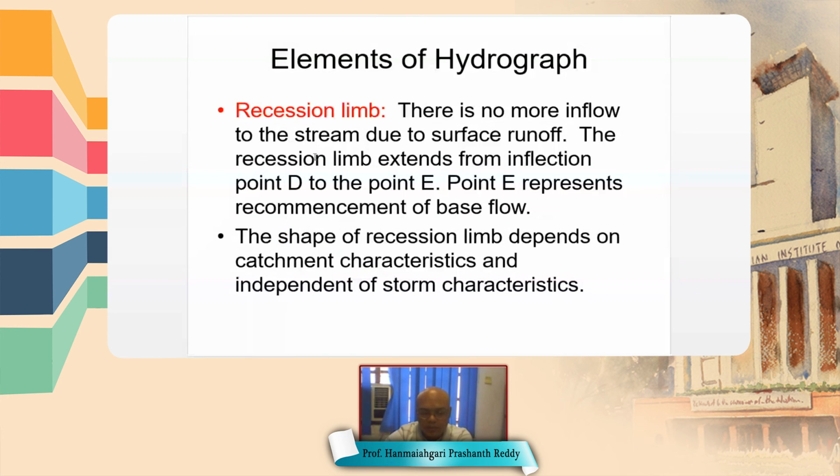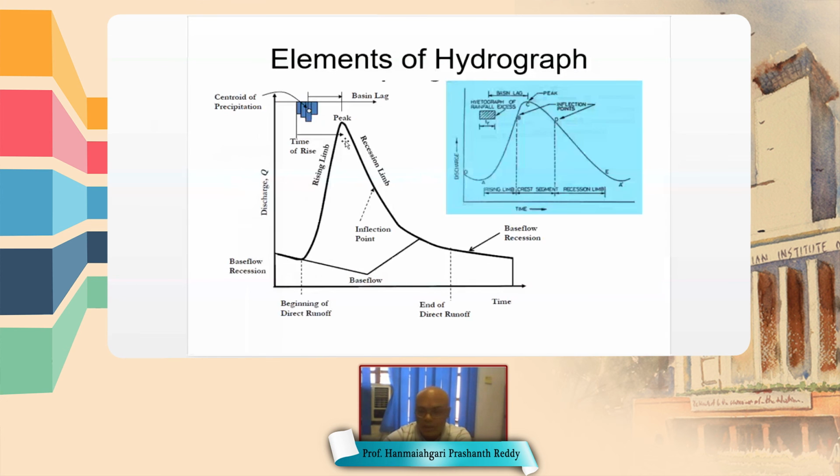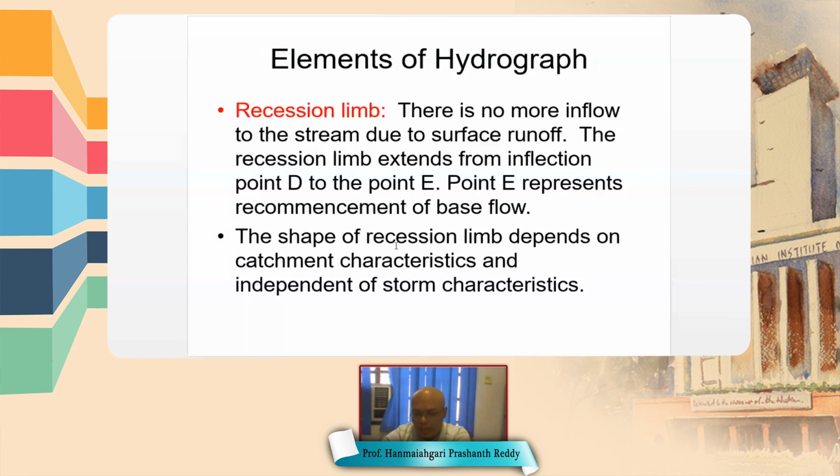Then there is a recession limb. In the recession limb, there is no more inflow to the stream due to the surface runoff. Then the discharge decreases with time, so that is called the recession limb. The recession limb starts from point D and extends to point E. And the shape of the recession limb also depends upon catchment and storm characteristics.